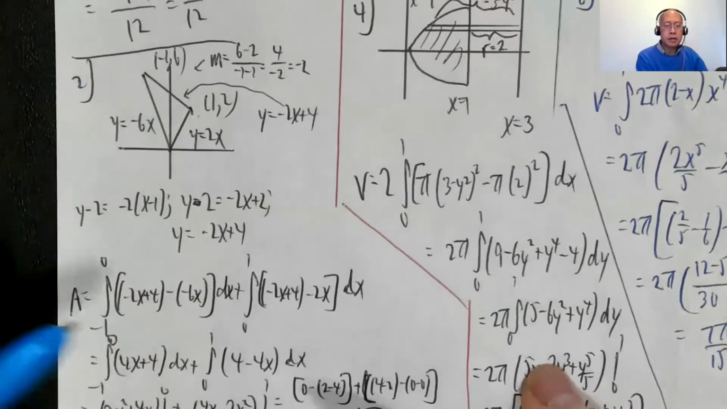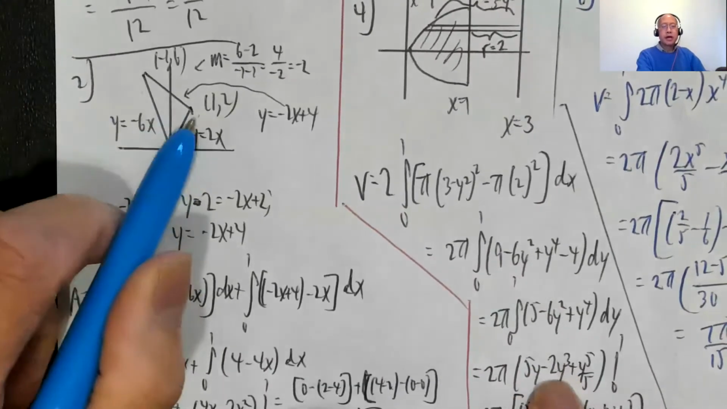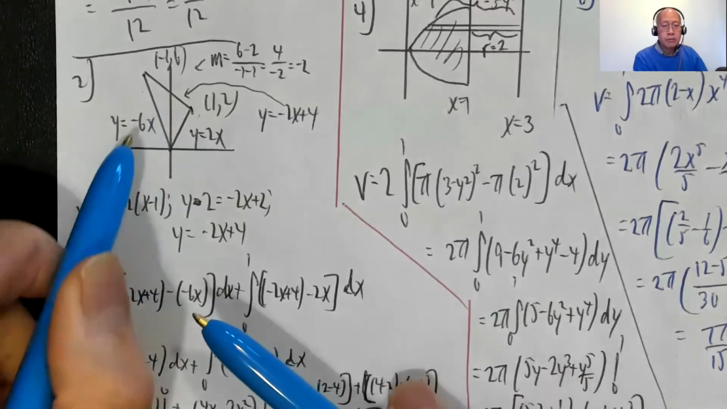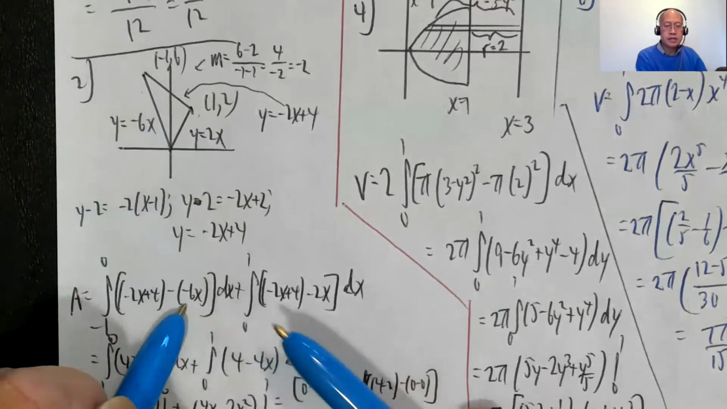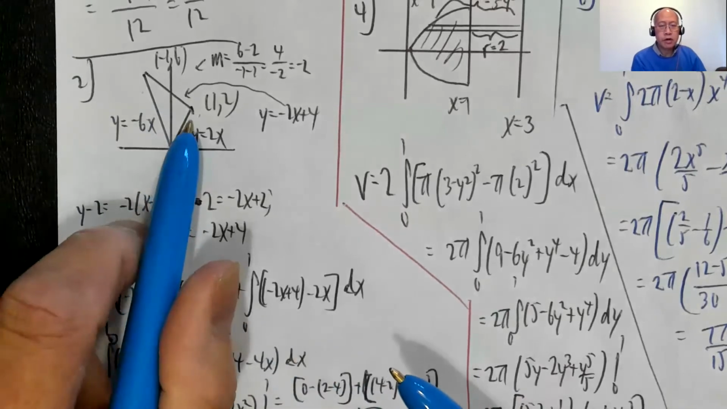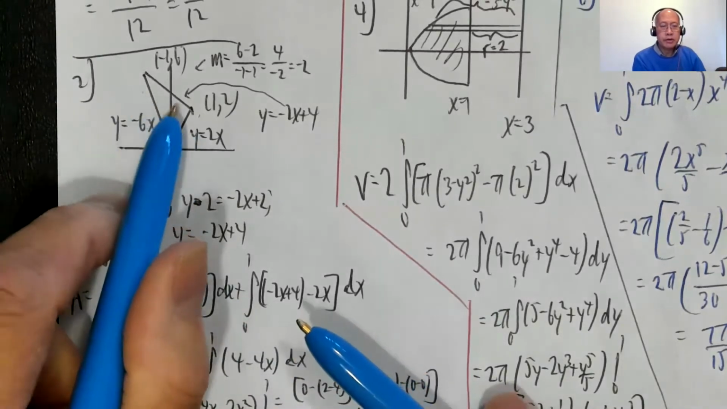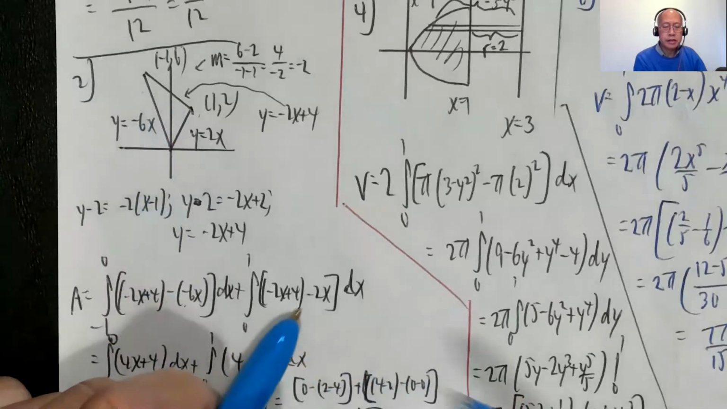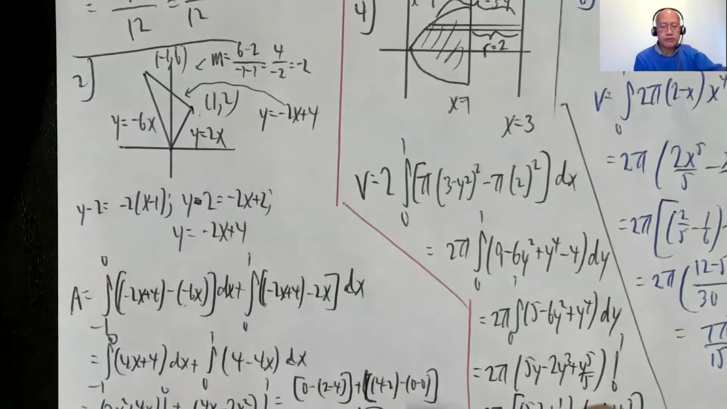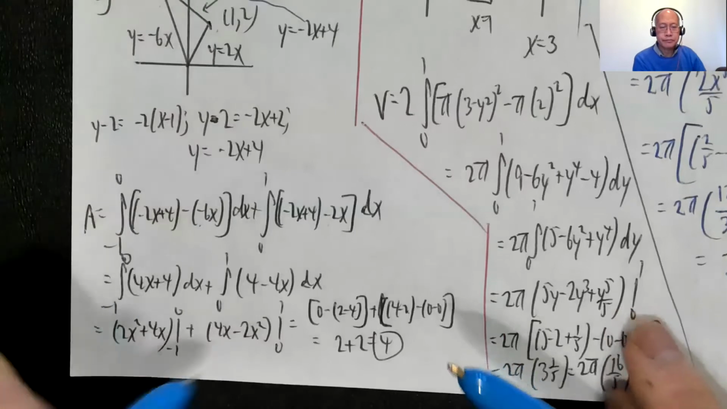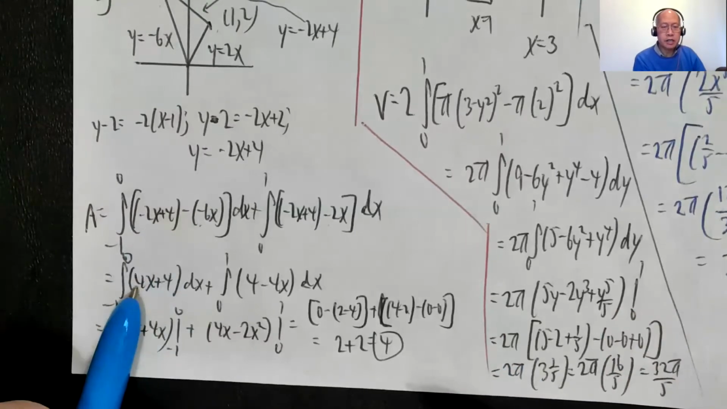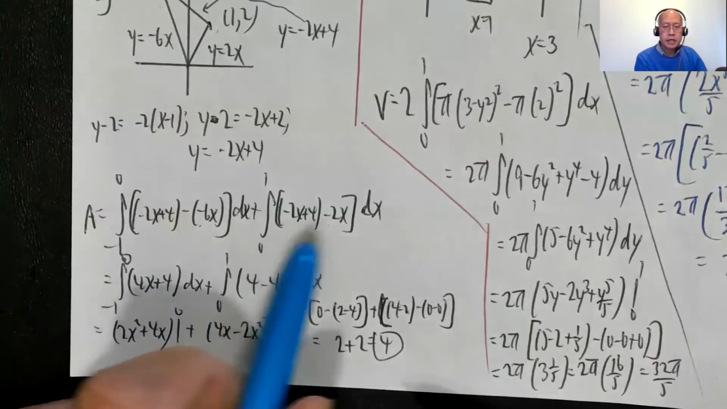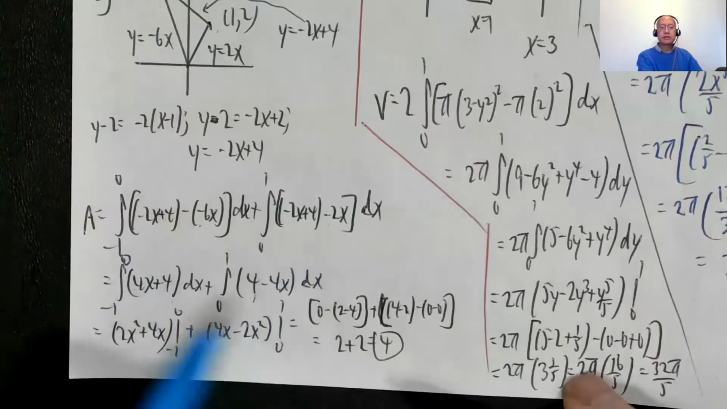So upper minus lower. Upper in both cases is negative 2x plus 4, but from negative 1 to 0, the lower is negative 6x, dx. And then from 0 to 1, the upper is still negative 2x plus 4, but the lower is 2x. So negative 2x plus 4 minus 2x, dx. Clean this up: negative 2x plus 6x is 4x plus 4, dx. This one's going to be 4 minus 4x.